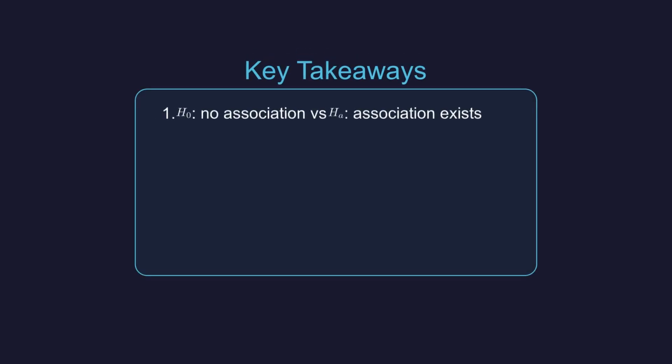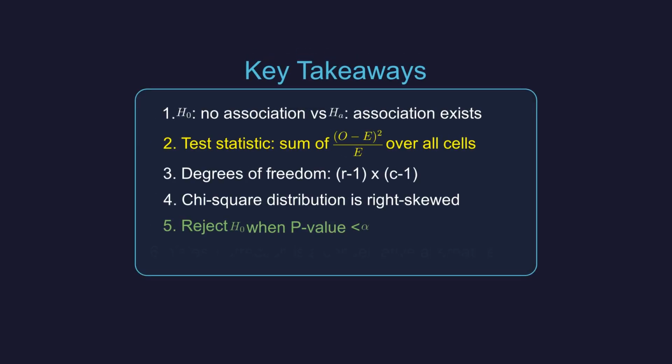Let's wrap up. The chi-square test of association tests whether two categorical variables are related in the population. The test statistic sums up all the (O minus E) squared over E contributions. Degrees of freedom are R minus 1 times C minus 1. We compare our statistic to the right-skewed chi-square distribution. If the p-value is less than alpha, we reject the null and conclude there is an association. And remember, Yates' continuity correction provides a more conservative alternative.